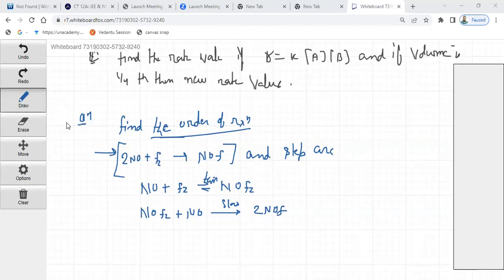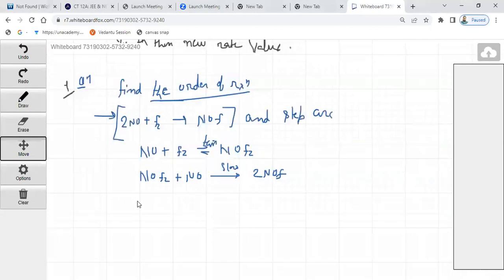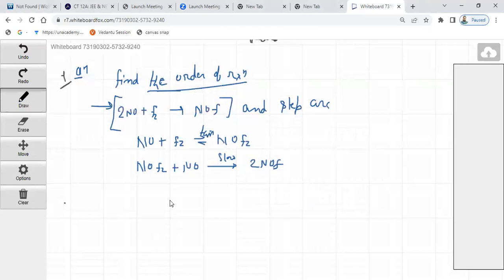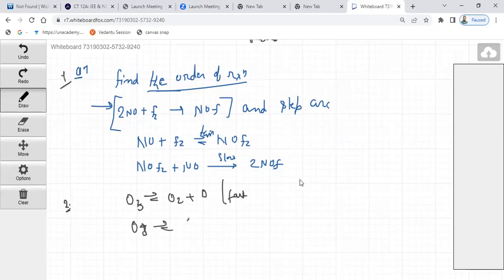This is question number 1. I will give you 3 minutes for each question, and I will extend the type of JEE problem. Sorry, this is a wrong question. I am writing it again. Suppose the reaction is given that 3 O2 is formed from 2 O3.